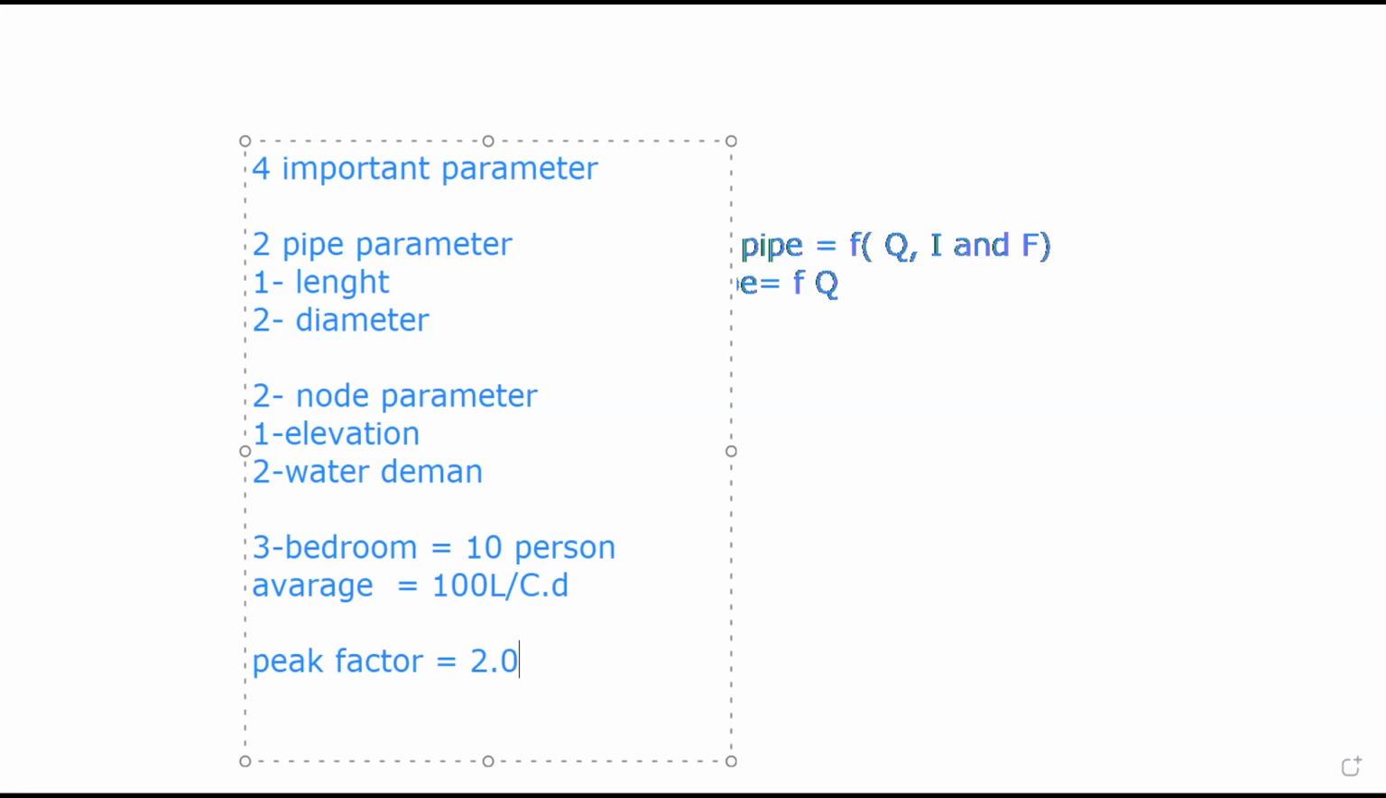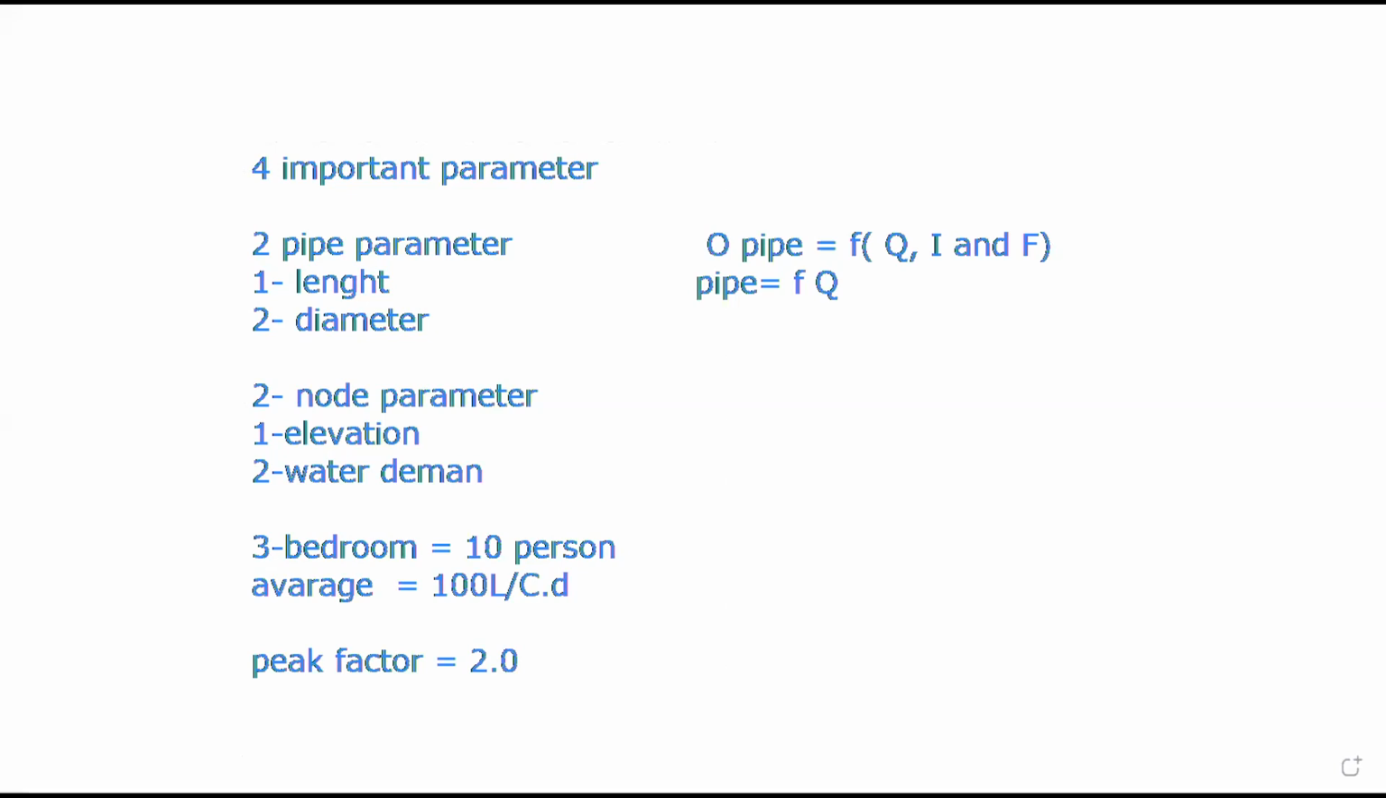In Abuja, they use 2.3. When you multiply 100 by 2.3, you get that. So people erroneously say that the water demand in the capital of Abuja is 2/3. All right. Now, I guess that is well understood. So peak factor of 2.0.